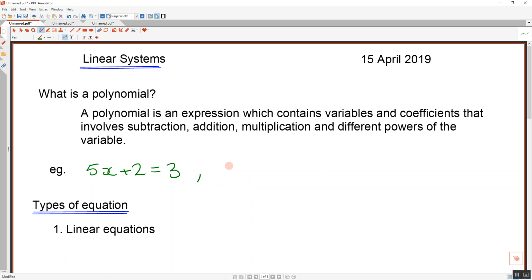What about this? Is this a polynomial? Yes, because it has different powers of the variable. The 2 is the coefficient of what term? X cubed. There, the 2 is the coefficient of x cubed. What's the coefficient of the x in this one? 1. Good, because it's 1x.